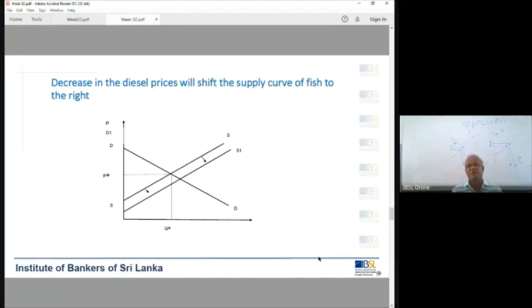Then what will happen? Fish price decreases because now more and more fish are in the market. Price decreases, right? Why is that? We changed one of the other factors, prices of factors of production. Earlier it was constant. Now we change that, so the price decreases.